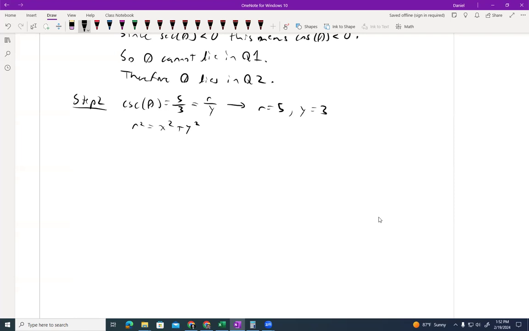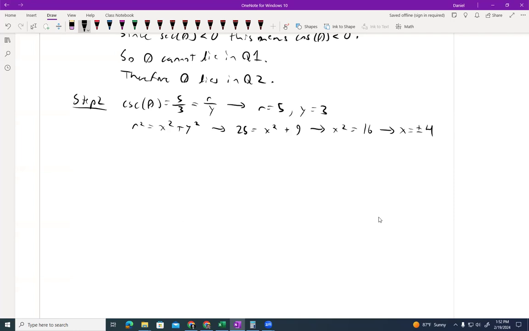I'll plug in my r is 5, so I get 25. I don't know what x is yet, so I get x squared plus my y is 3, so I get plus 9. So this means that my x squared would be 25 minus 9, which is 16. So then I get that x is equal to plus or minus 4. Two possible solutions, both of which, when I square them, I get positive 16.